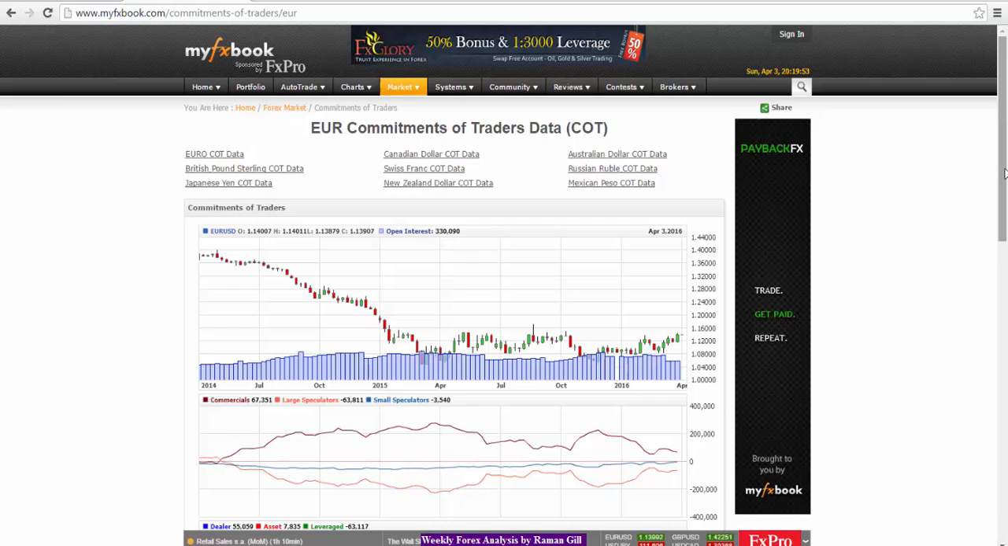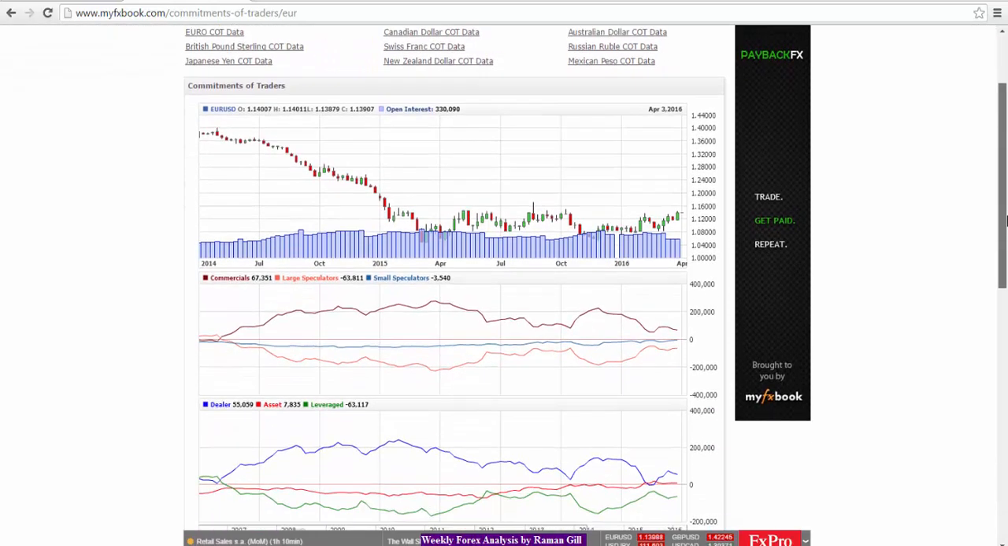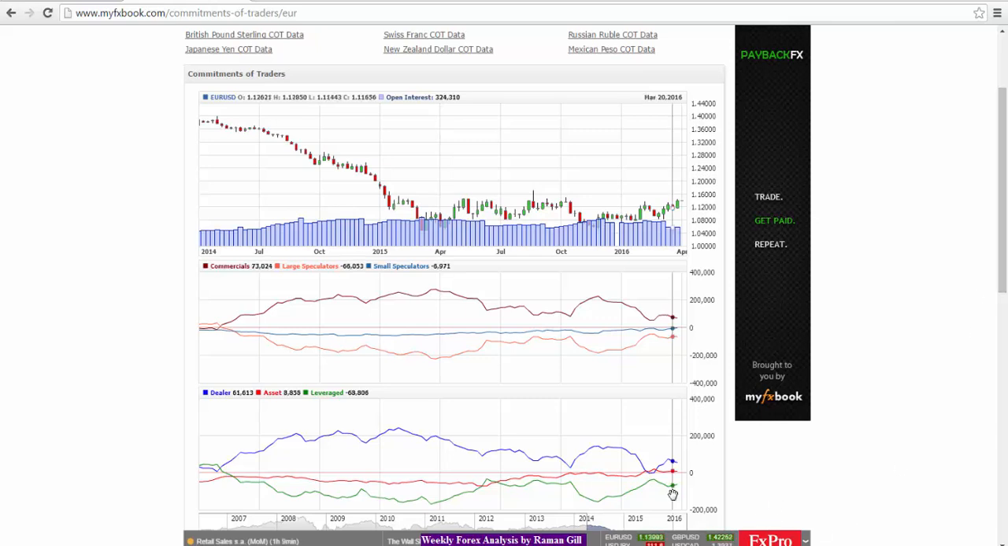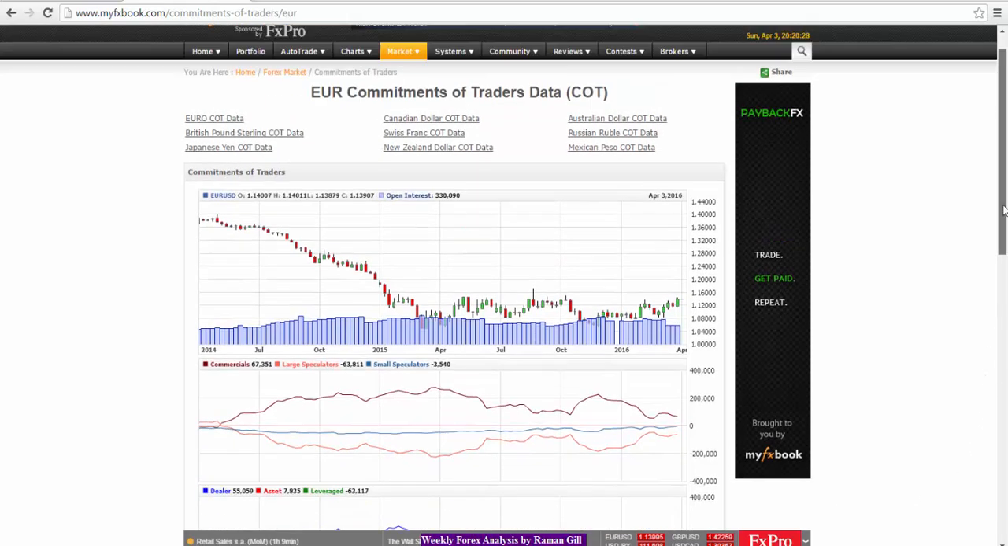Now let's move on to commitment of traders data. Starting off with the euro here, recently we have seen a decrease in the short positions for the euro. If you look at this green line in the bottom here, we have seen it go up, which means the short positions are getting reduced. Last week we had 68,000 short positions, and now that has been reduced to 63,000 short positions. This is bullish for the euro.